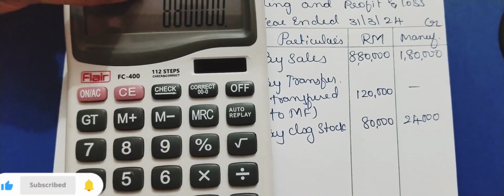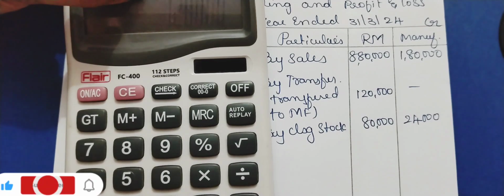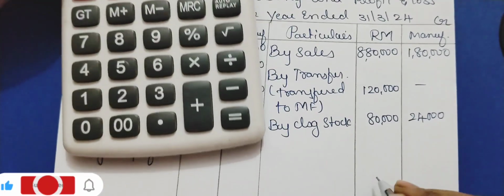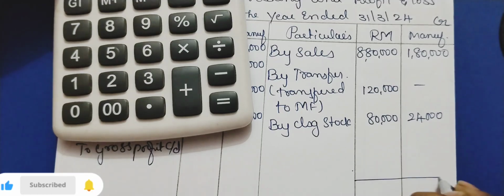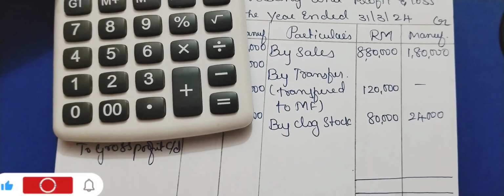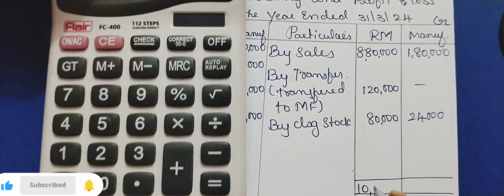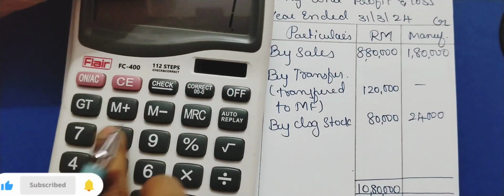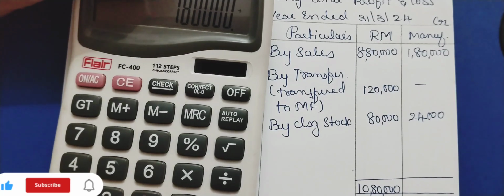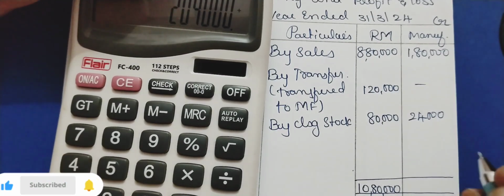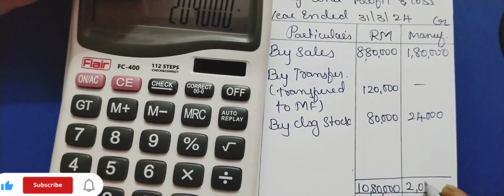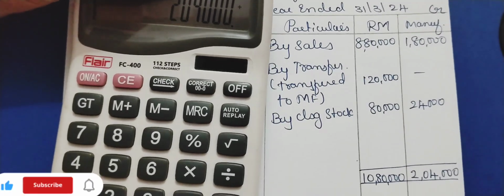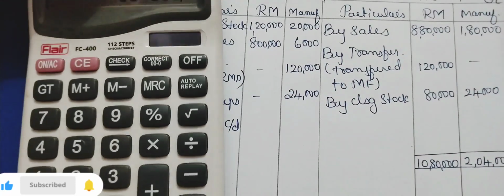8,80,000, 1,20,000, 80,000. This total 10,80,000, and here 1,80,000, 24,000, 2,04,000. 2,04,000, right?